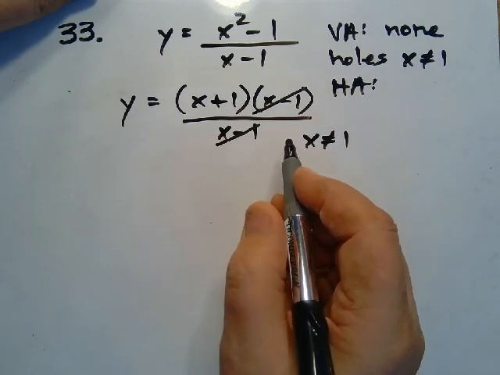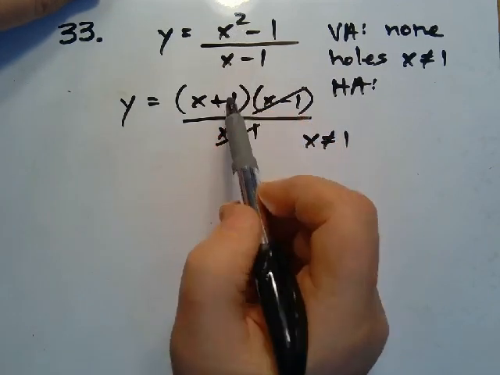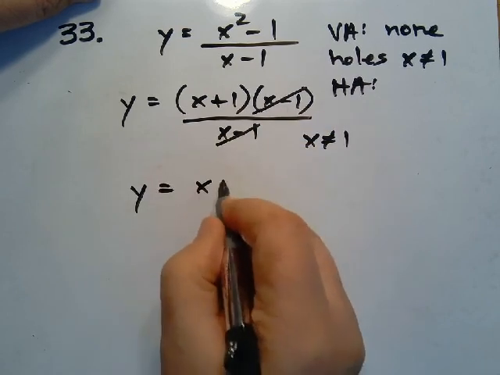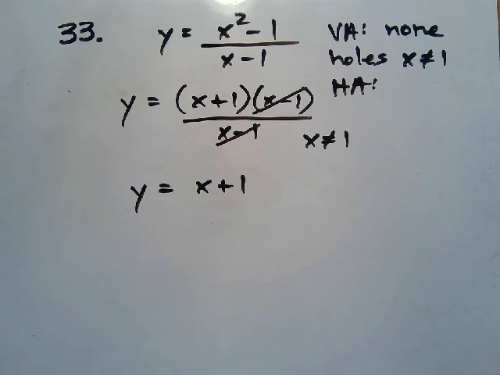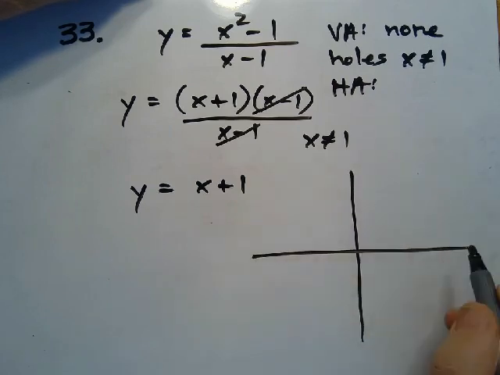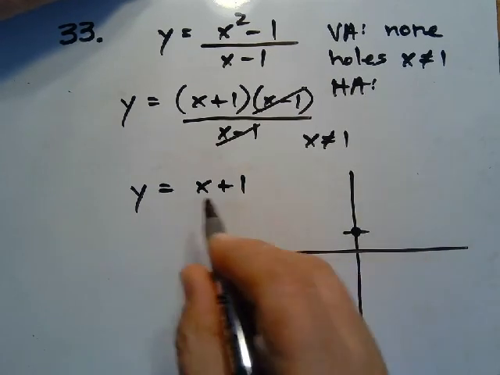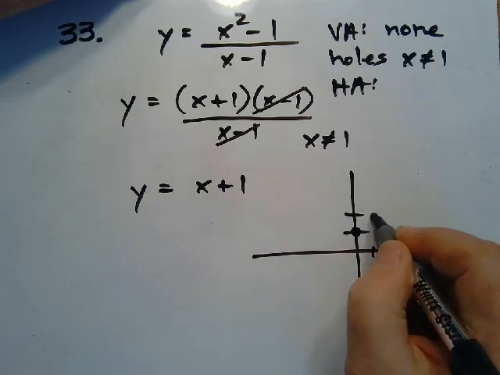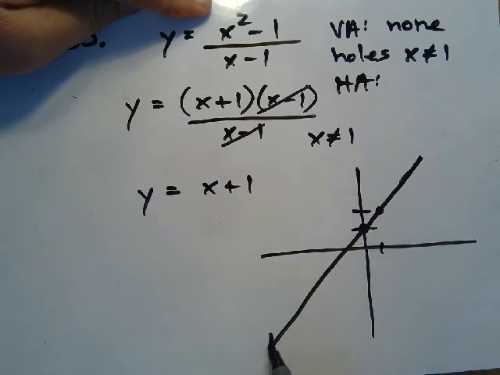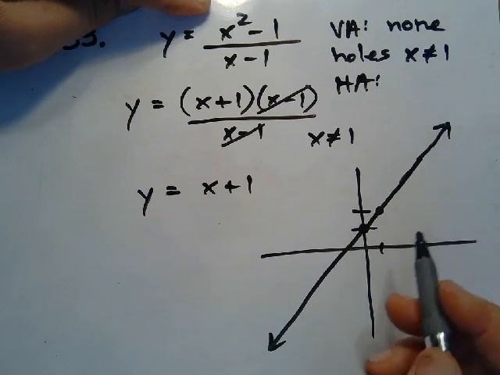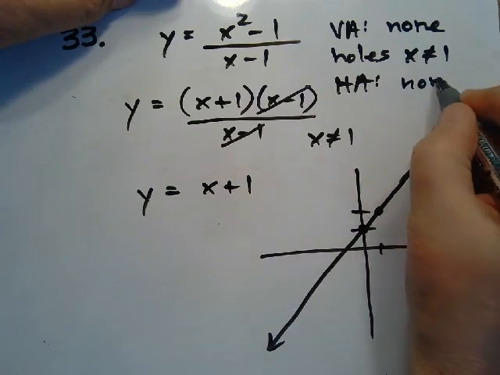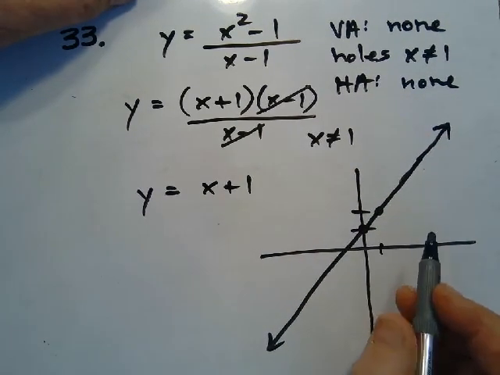Let's check for horizontal asymptote. Now I could check it at the top here, or I could check it here and see what happens here, but what I end up with after I've canceled is this. Well, what is that? Well, that's a line. Y equals mx plus b. And if I graph this, y-intercept is at 1, slope is 1, rise of 1, run of 1. I have a line right here. So it's a line, and so it doesn't have a vertical asymptote, and it doesn't have a horizontal one either. None. There's no horizontal asymptote that the line's approaching.